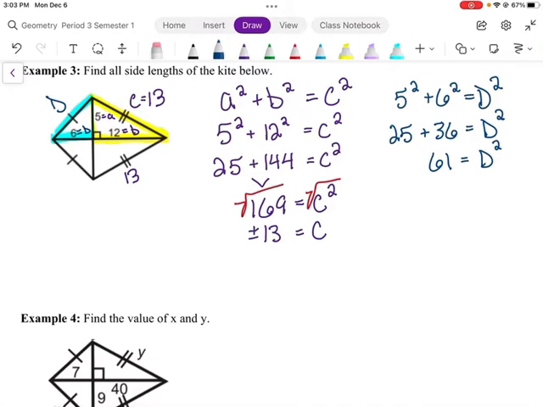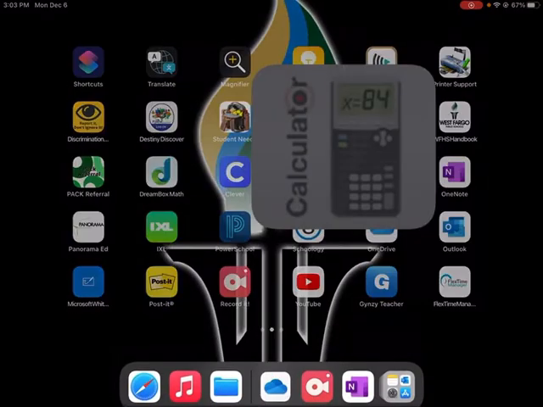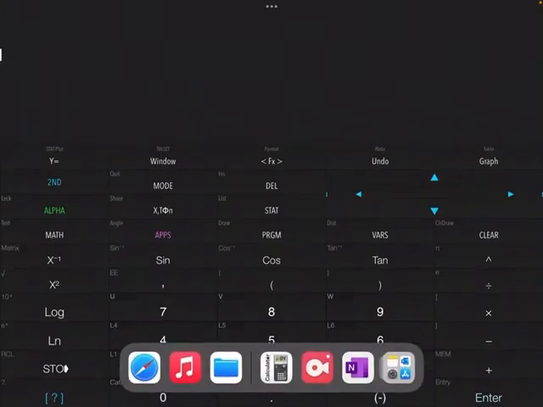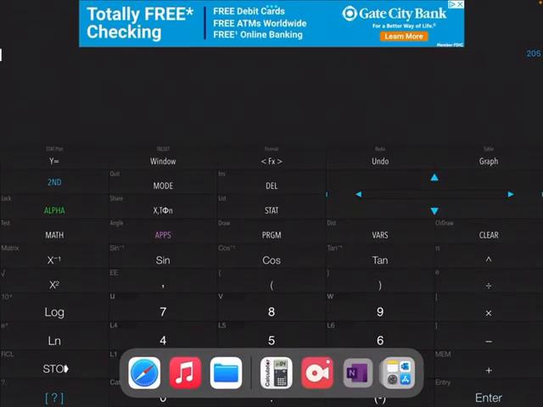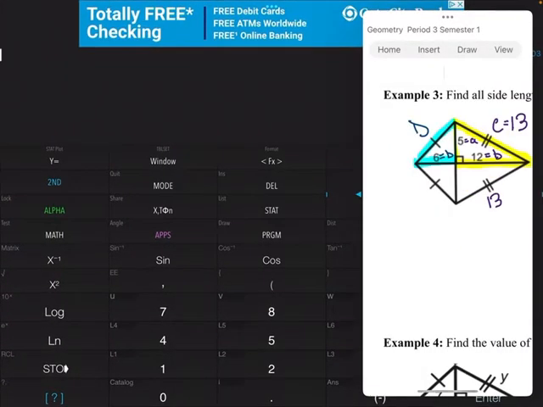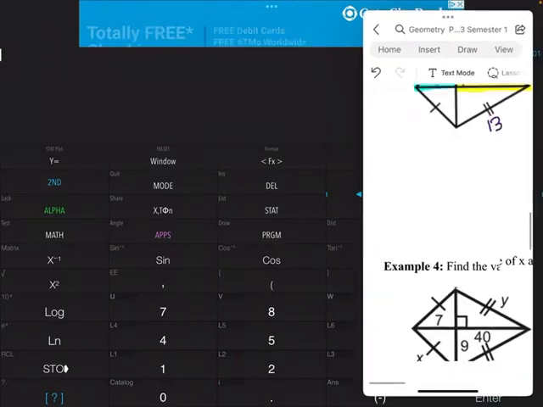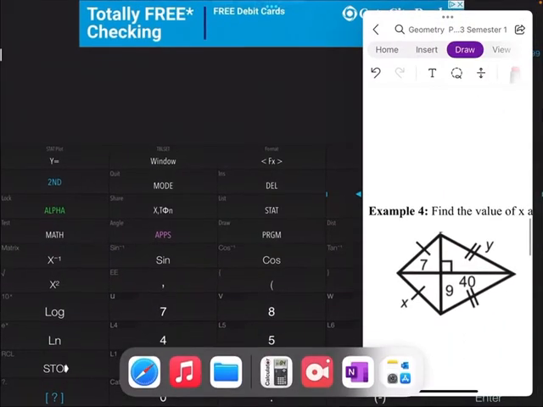So let me pull up my calculator. And let's just do, oh, I don't think I did that right. Oop, sorry about this.